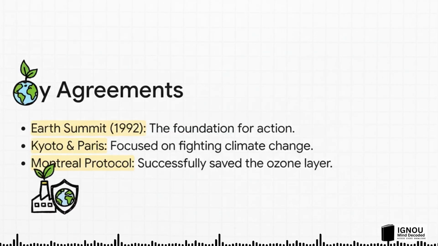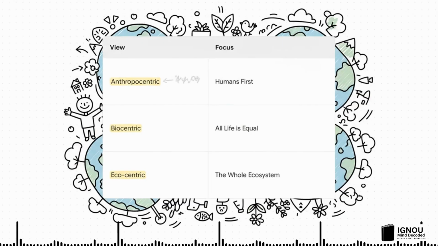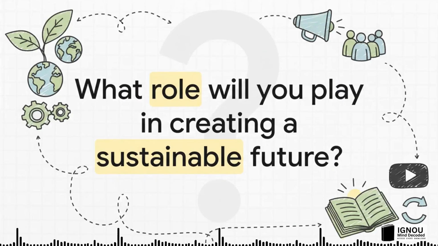Fourth, global agreements. These are the rules of the game. Just remember a few big ones. The Earth Summit got it all started. Kyoto and Paris are all about climate change, and the Montreal Protocol was that awesome success story that saved the ozone layer. And last but not least, number 5, environmental ethics. Remember those 3 views? Anthropocentric is humans first, biocentric is all life is equal, and ecocentric is the whole ecosystem matters. And that's a wrap.